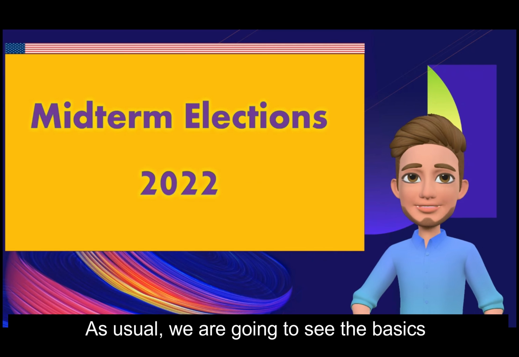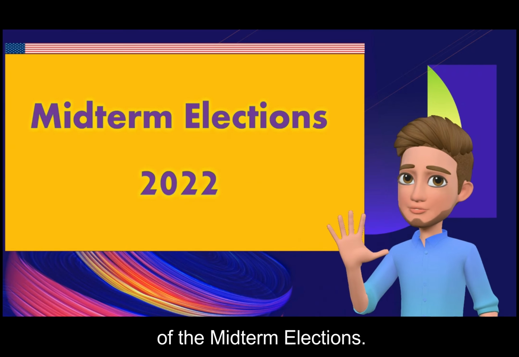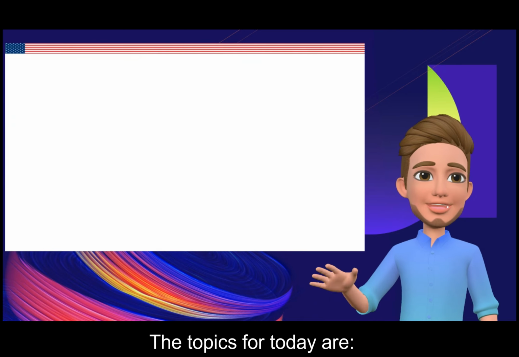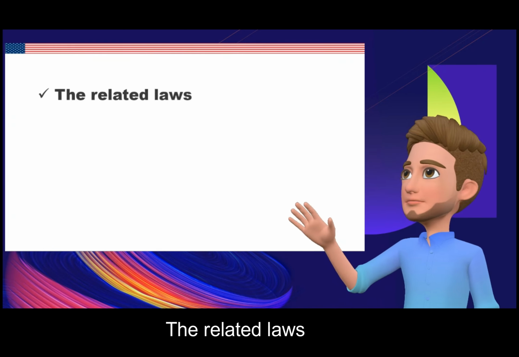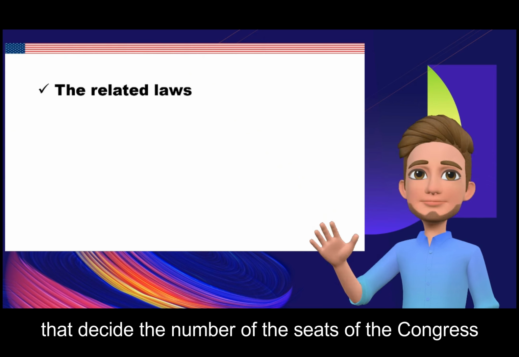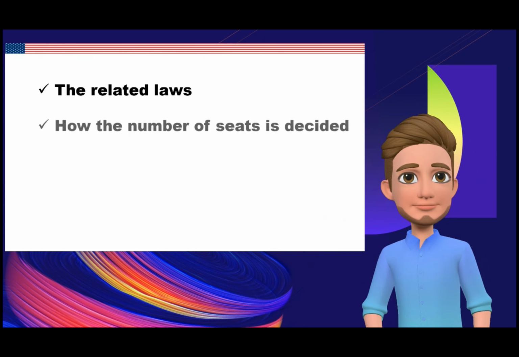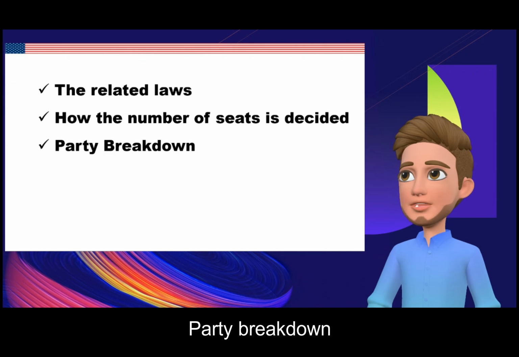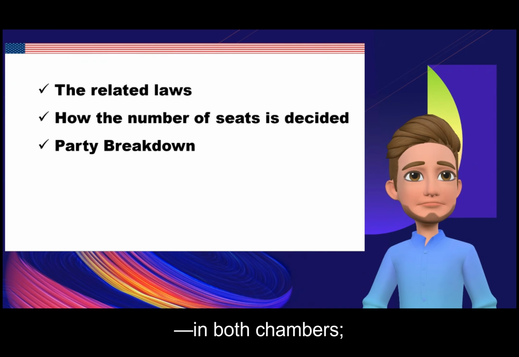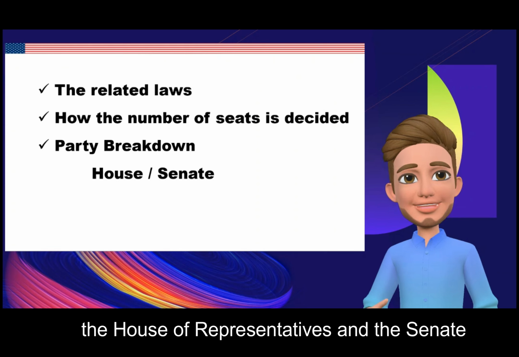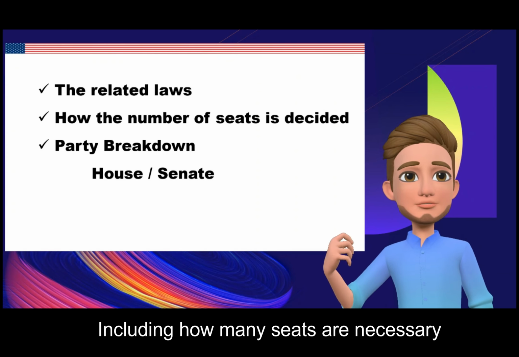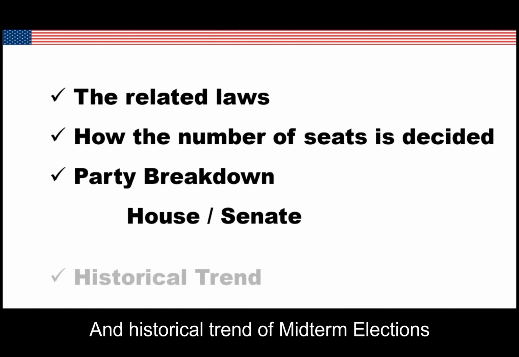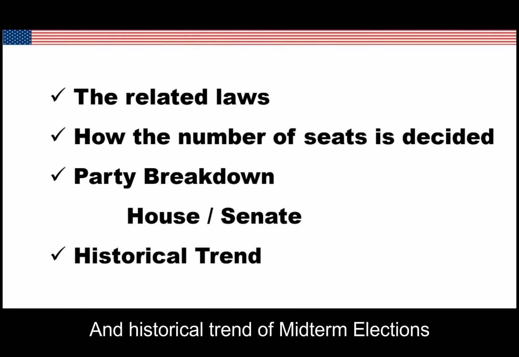As usual, we are going to see the basics of the midterm elections. The topics for today are the related laws that decide the number of the seats of the Congress, how the numbers are decided, party breakdown in both chambers, the House of Representatives and the Senate, including how many seats are necessary for each political party to win the majority, and historical trend of midterm elections.